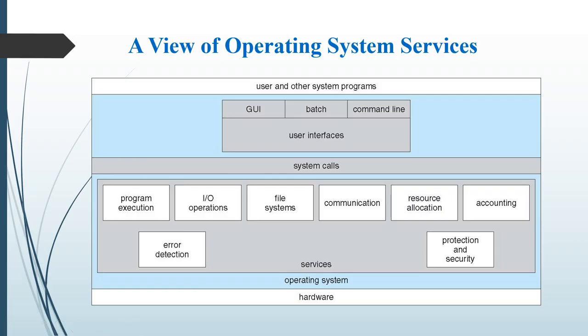all these things have user involvement. So there are user related functions and system related functions: resource allocation, accounting, and protection and security. Now we will discuss one by one how it works.